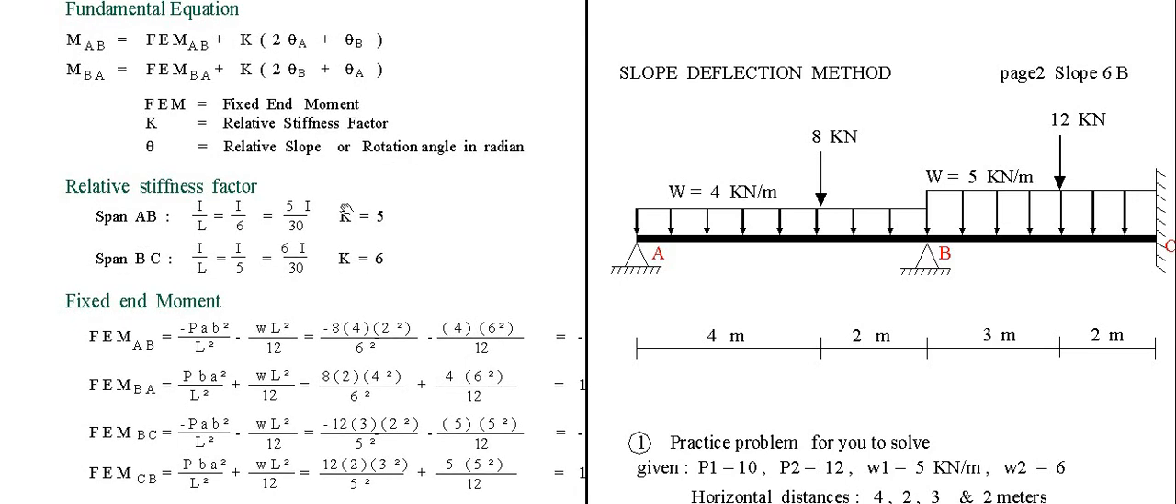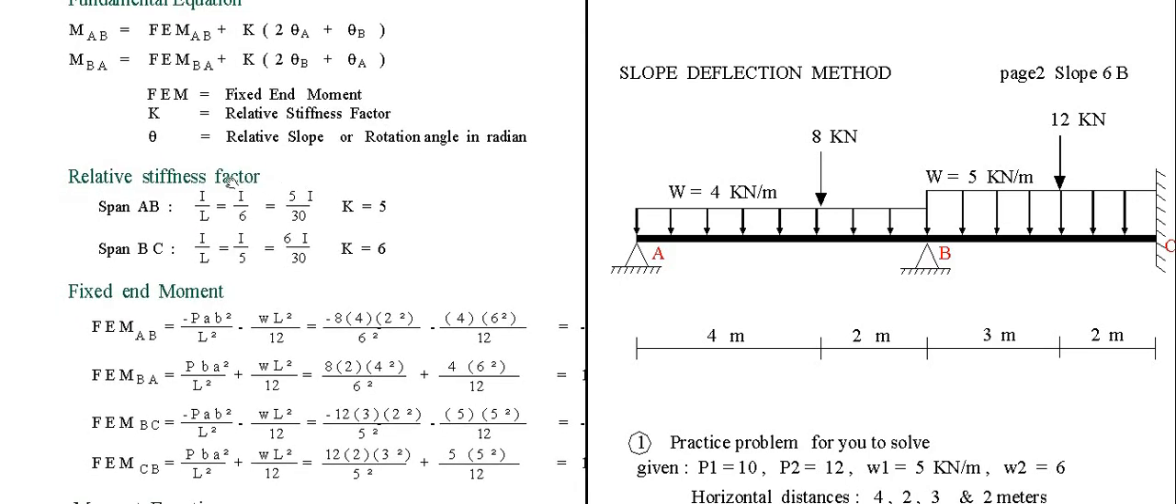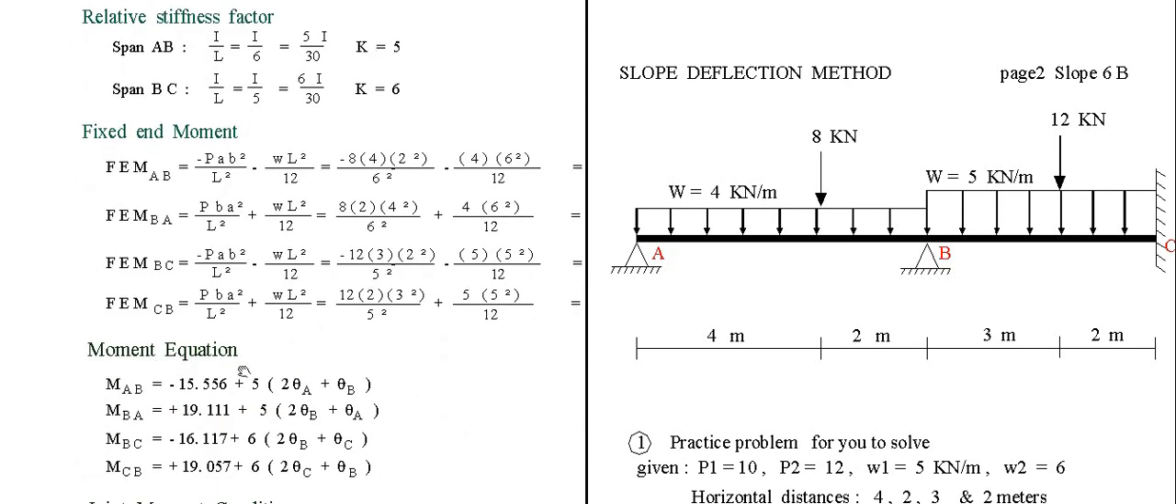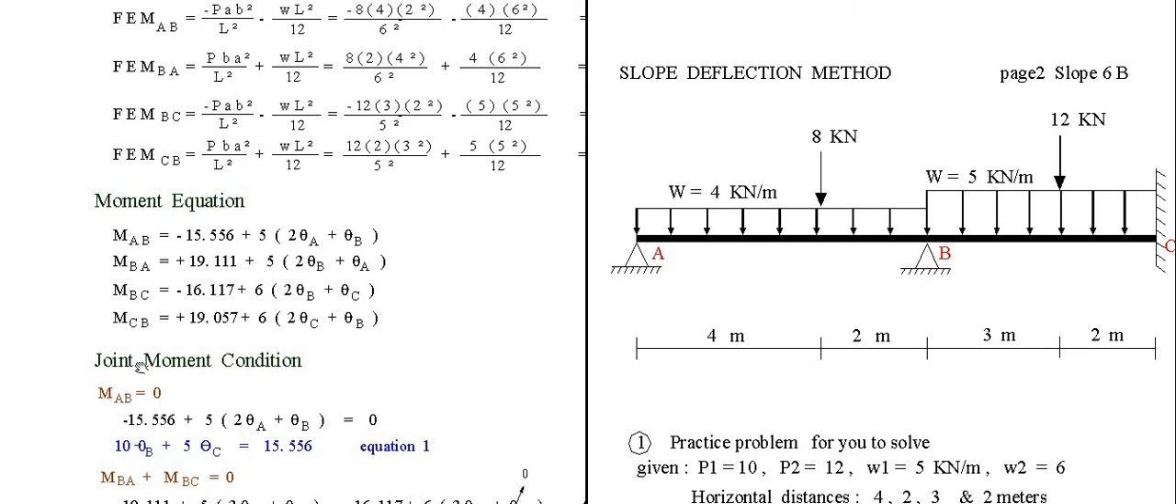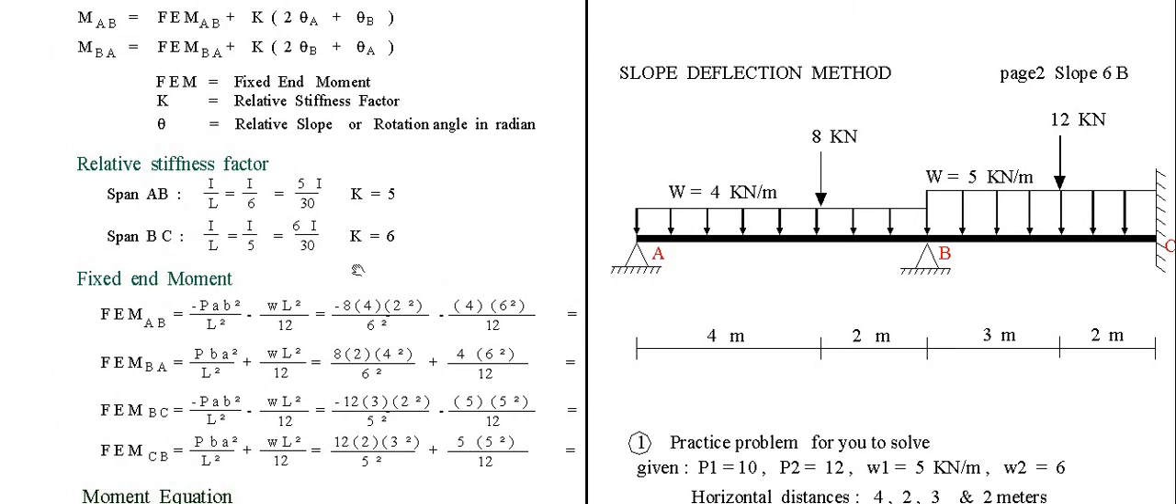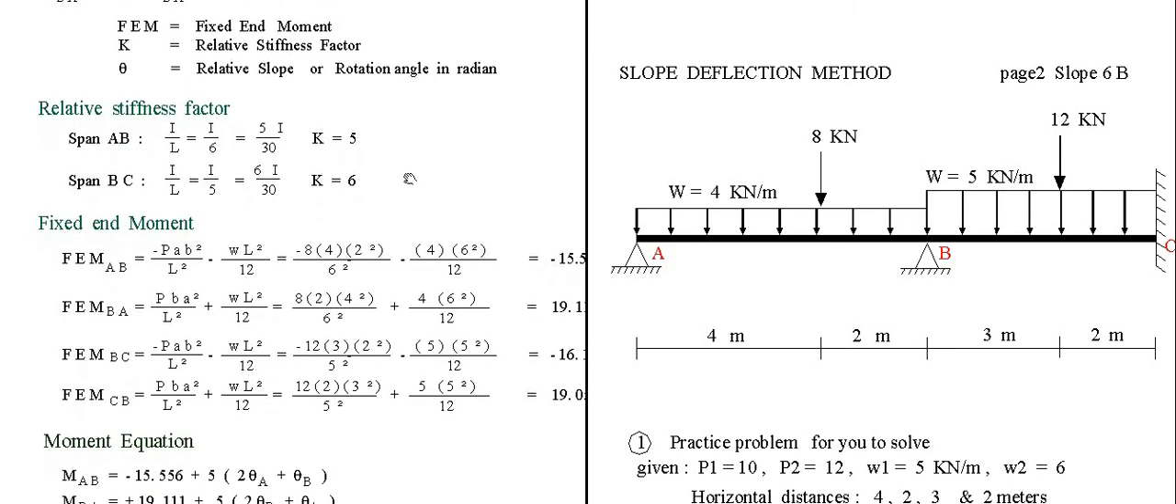Now we have to follow the order of these headings. We have four of them: the relative stiffness factor, fixed end moment, moment equation, then joint moment condition. So whenever we solve the slope deflection, always follow these four headings. Somebody says that you have to go direct. For me, it is very hard to understand.